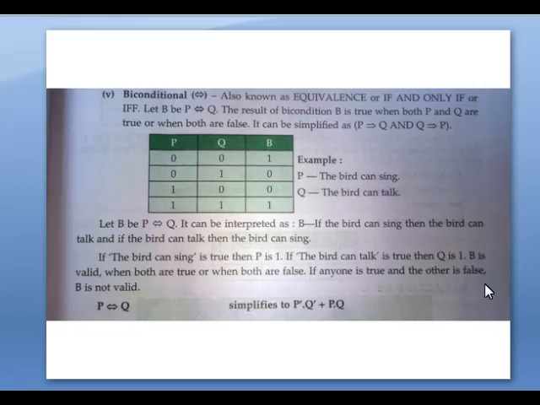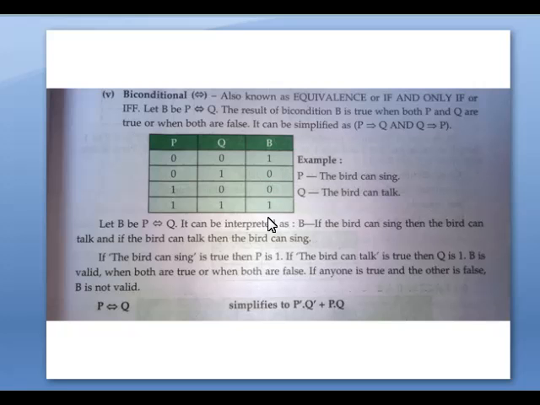Valid means same character. If it cannot sing, it cannot talk, then also B is true. If it can sing and it cannot talk, the output is 0. So the simplification of this expression is we have to use one statement: P dash Q plus P dot Q. If P is 0, P dash is 1. Okay. So when you apply this formula, you will get the output here in B.